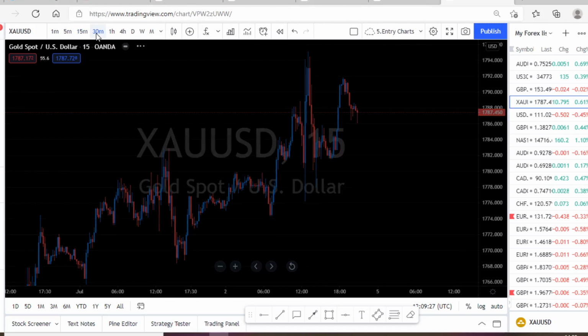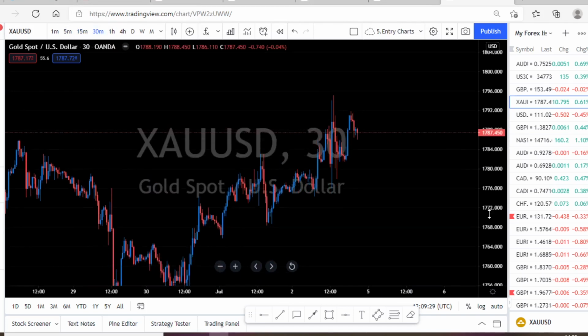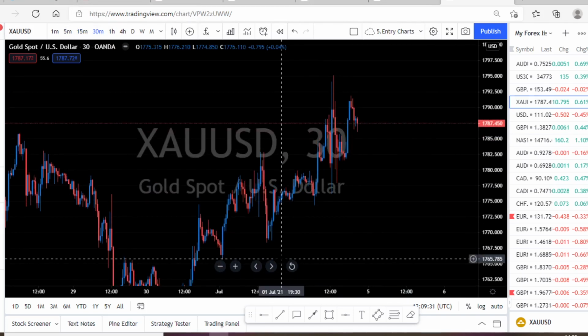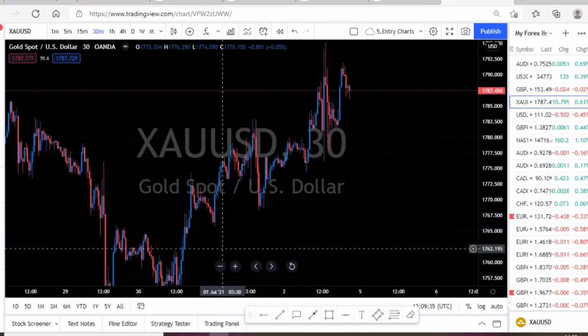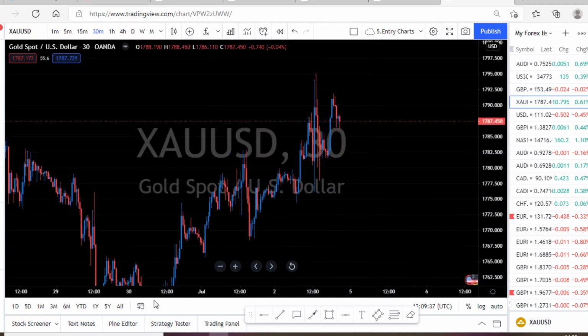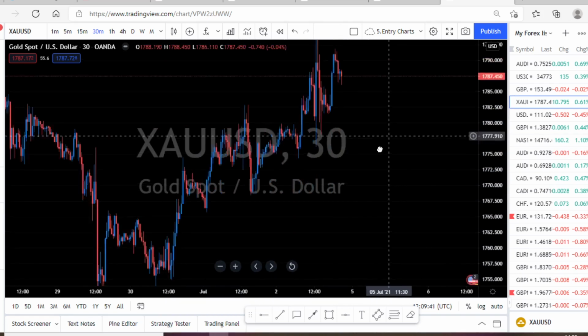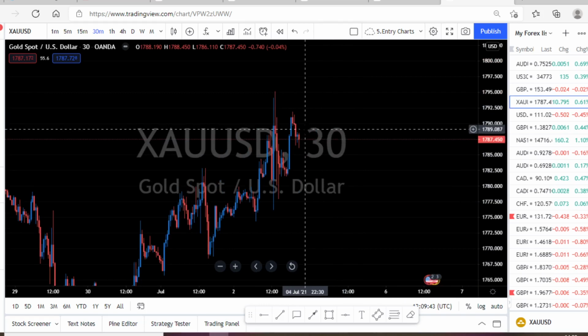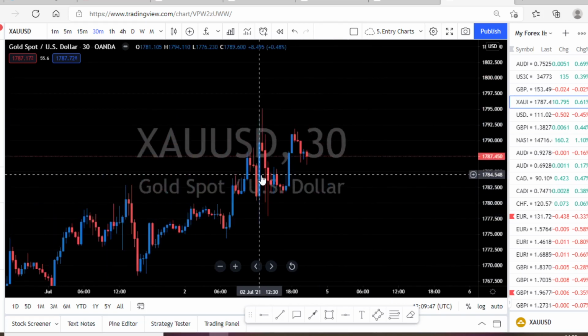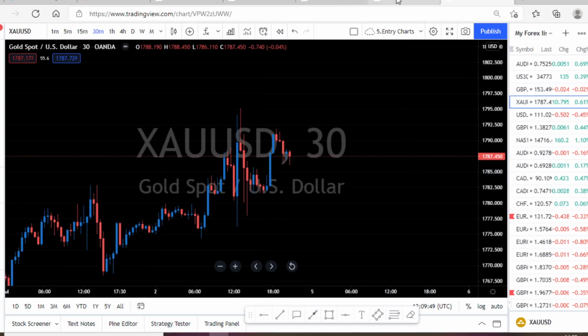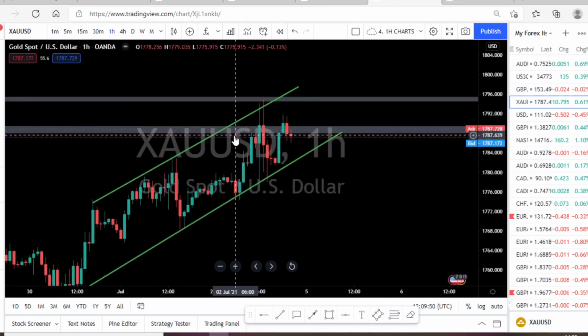Then we'll go to M30 and try to see what we have. We had an uptrend based off H1. Remember, we had that uptrend right here. We had our trend line, and we had our structure. Our structure is still printing up. This is an upward trend. What we might see at this point, let's go back at this point.